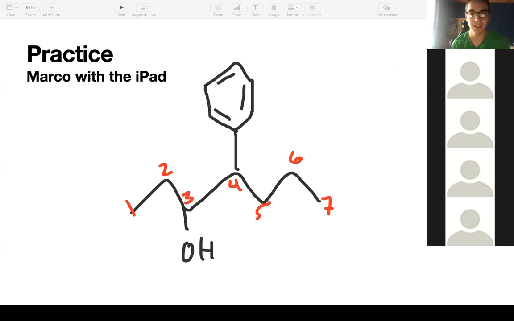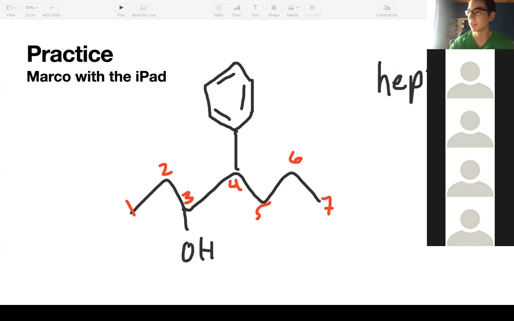So we've identified the longest parent chain. So we could write it down. So 7, indicated by hept. And we only have single bonds, so it's going to be heptane. So the next thing we want to do is move on and identify our functional groups.